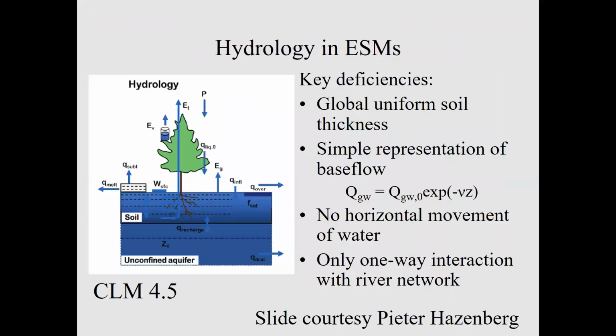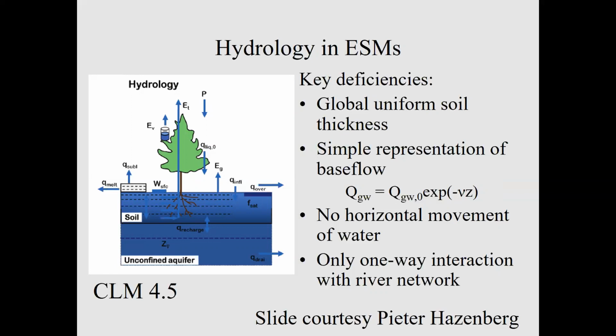So just to go into a little bit more detail about Earth system modeling, this is from a hydrologic perspective. This is a slide courtesy of my colleague Peter Hazenberg, who's trying to introduce additional realism in the hydrology of Earth system models. He's identified some key simplifications of existing Earth system models, including CLM 4.5, which is the state-of-the-art model: globally uniform soil thickness, simple representations of base flow generation, no horizontal movement of water that is resolved in these gridded models, and the lack of a two-way interaction between the hillslope and the river network.